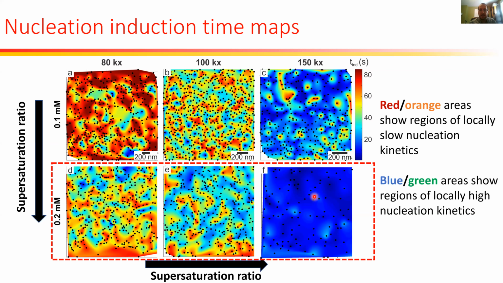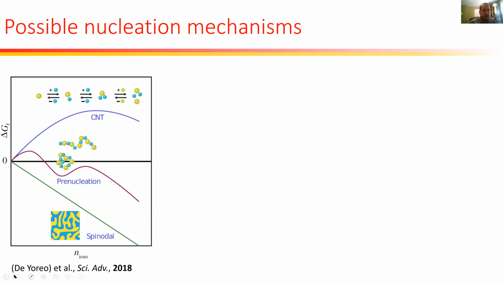So what is the mechanism for this happening? Why do we get these domains of rapid nucleation, and domains of sluggish nucleation kinetics? So let's look at what some possible nucleation mechanisms could be. This is a plot out of a recent article from Jim De Yoreo's group at PNNL, where they show the three typical nucleation mechanisms that people see in liquid phase nucleation of crystals.